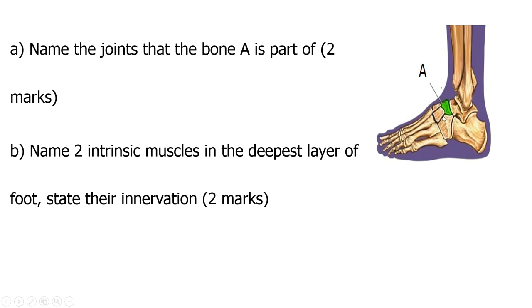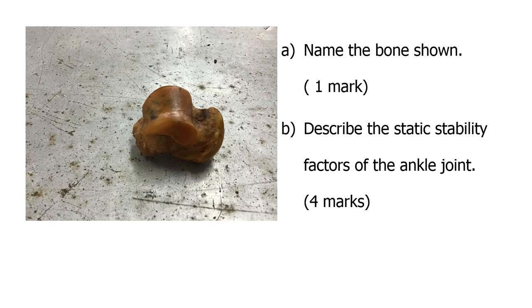Two intrinsic muscles in the deepest layer of the foot and the innervation. So the deepest layer of the foot has the interossei muscles, the dorsal and the plantar interossei. Those are intrinsic muscles, and they're innervated by the lateral plantar nerve. So this is a real life photograph showing you the talus.